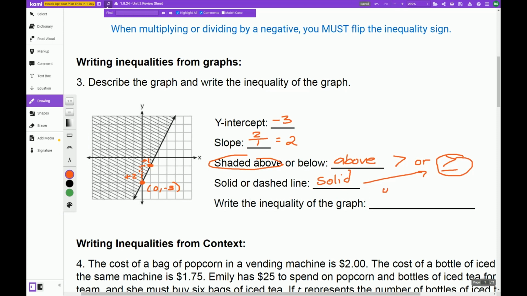So we're going to write it like we were writing y equals mx plus b. M is your slope, and b is your y-intercept. We're only going to change the slope and the y-intercept. Oh, wait. For y, we're not using equals because we have an inequality, and we said it's greater than or equal to. The slope is 2, or 2 over 1, so we're going to say 2x. And then the y-intercept is negative 3. So 2x minus 3. And this right here is the inequality of the graph.